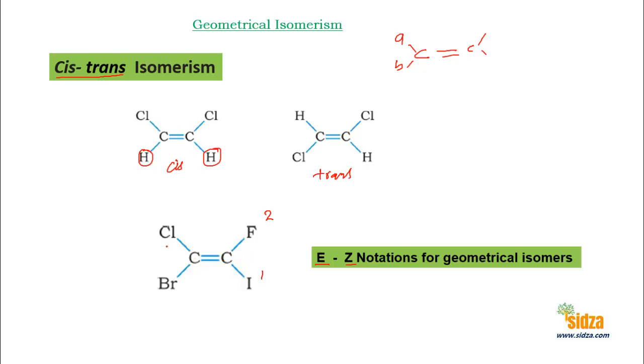Now looking at this carbon, it has got two atoms, chlorine and bromine. Bromine has the higher atomic number, so it gets number 1 priority, and chlorine number 2. And after that we check whether the highest priority groups are on the same side or on the opposite side. If the highest priority groups are on the same side of a double bond, we use the term Z. If they are on the opposite side, suppose you have a 1 here, iodine is here, and now we will get on the opposite side the highest priority groups, then it will be called an E isomer, right?